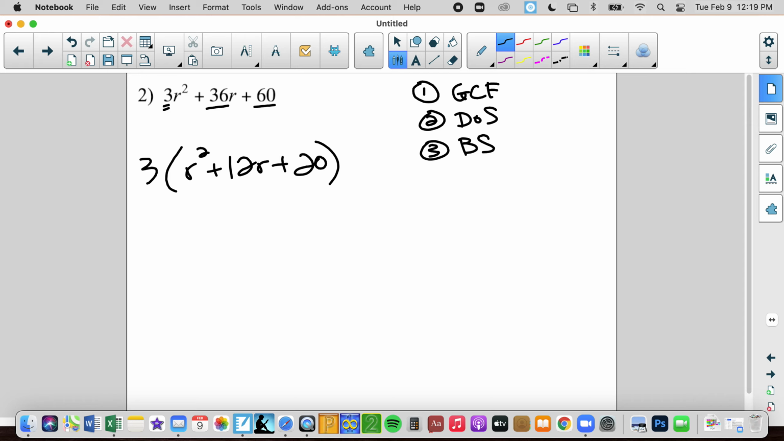3 terms, second sign positive. First is a perfect square, but 20 is not a perfect square. So I'm going to move along to a times c. My a is 1, my c is 20. 1 times 20 is 20.